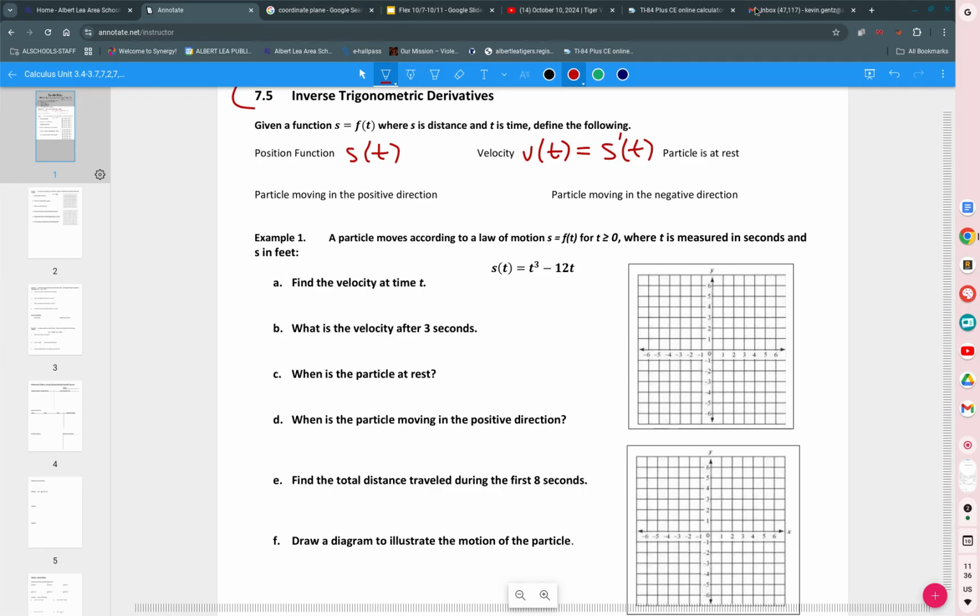So in this first example right here, a particle is moving according to the law of motion, s is equal to this function. T is measured in seconds, so seconds are going by. S is measured in feet. It says that we're going for time greater than or equal to 0. Everybody agree it's okay to not talk about negative time? That would be kind of like Back to the Future or something like that, which would be totally cool. But we're going to keep time positive here.